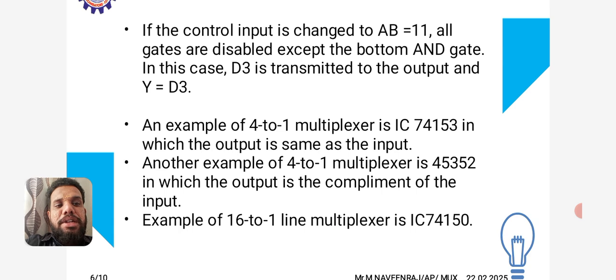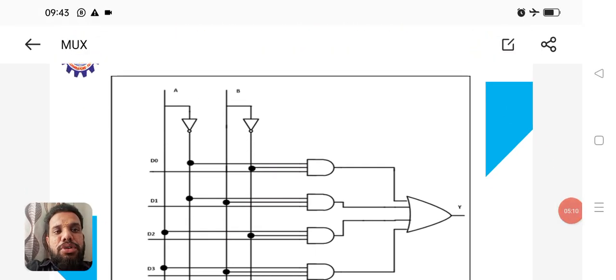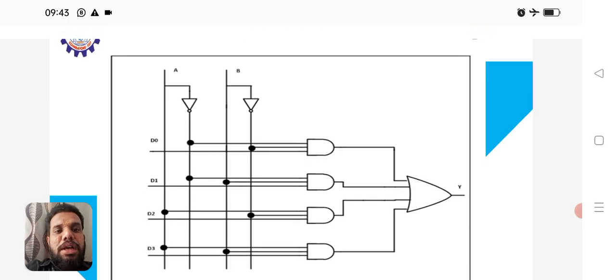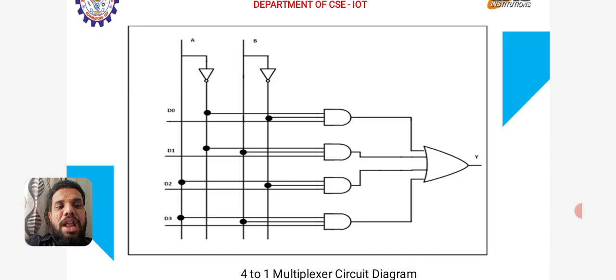Based on the control lines you give, AB is 0 0 means the first input will be selected. Look at this diagram once again. If you give both inputs 0 0, the first input D0 is selected and given to Y through the OR gate. Similarly, if AB is 0 1, the second AND gate is on, so the D1 input is selected and transmitted to the output Y through the OR gate. Similarly, AB is 1 0, the D2 input is selected and transmitted to the output. Similarly, AB is 1 1, the bottom AND gate is selected and the D3 input is transmitted to the output.